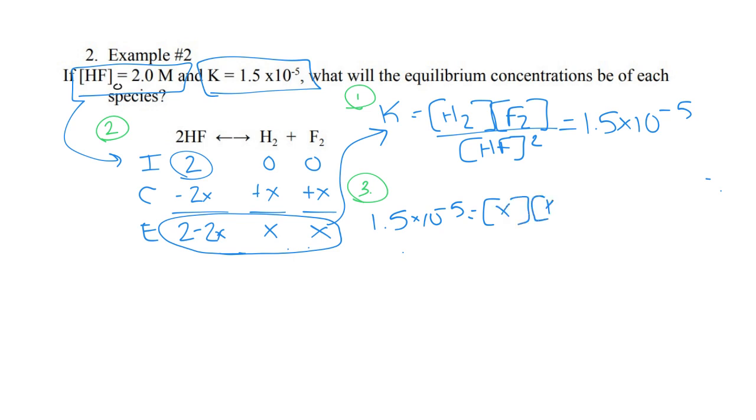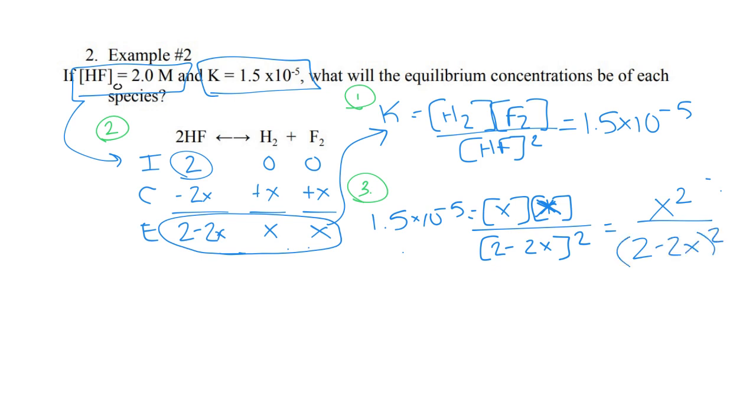I'm going to go ahead and plug in those variables. Sorry, that should be an X right there. And for HF, I have 2 minus 2X. That number is going to be squared. Now, if I simplify that a little bit, I've got x squared on the top. I've got 2 minus 2x squared on the bottom.